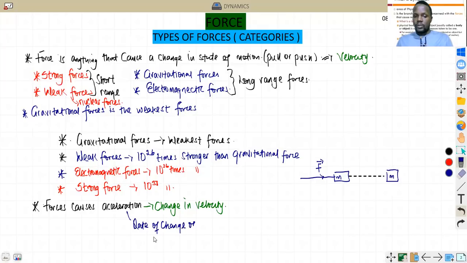So the key thing about understanding forces is that forces cause a change in state of rest of the body. Change in state of rest of the body with time is what we call velocity. Force also causes acceleration. When velocity changes with respect to time, what happens? The body will start accelerating. So this is the way we interpret force.